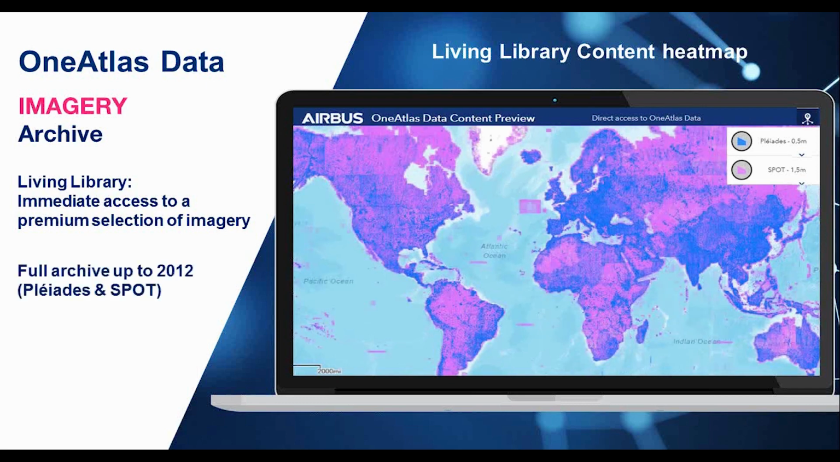You can also access our full archive content up to 2012 for Pleiades and Spot sensors. As you can see here, we have a very dense content in this full archive selection because it is not curated. So you can find absolutely all acquired Pleiades and Spot images. You will find the link to this dynamic content heat map, which is available online, on the quick start guide that will be sent to you after the webinar.